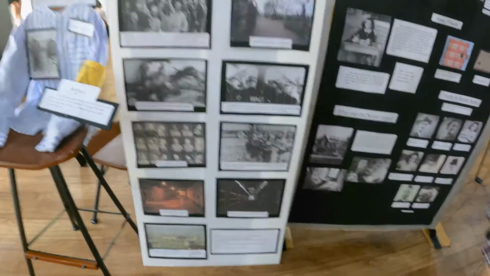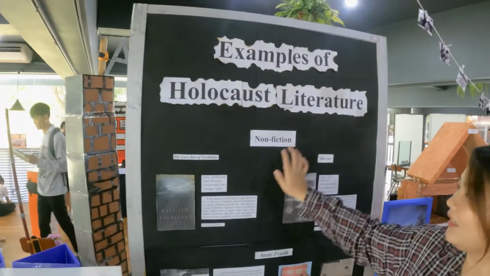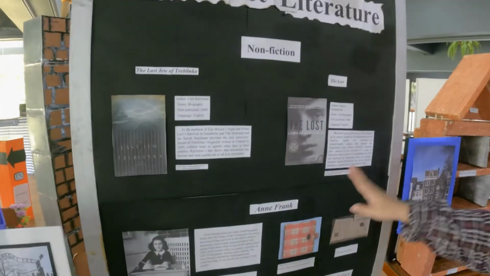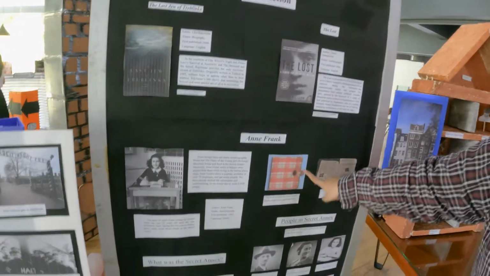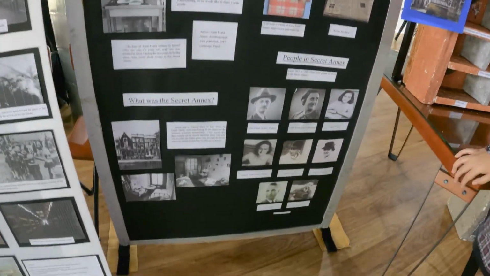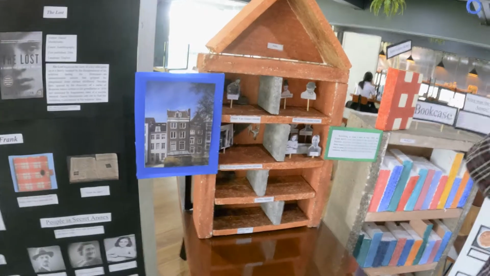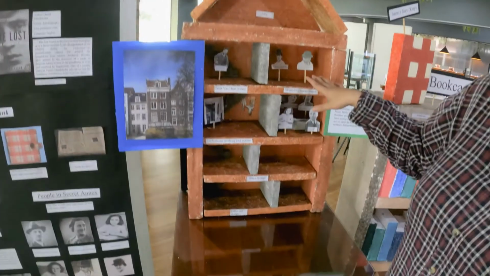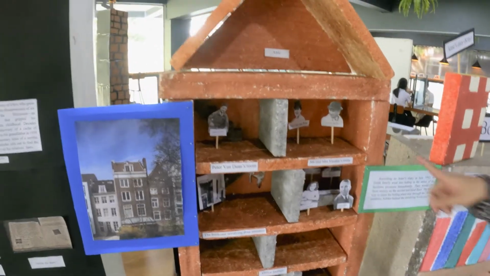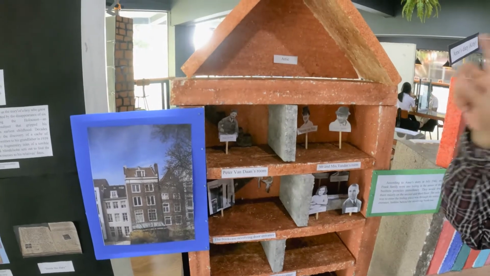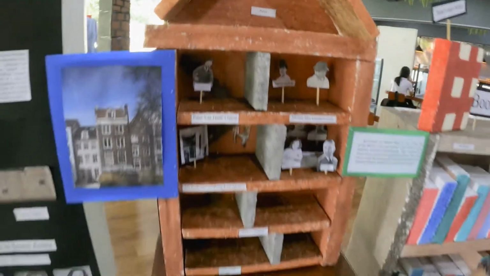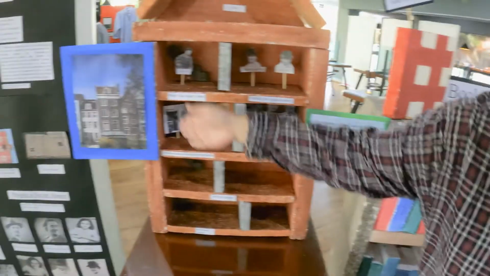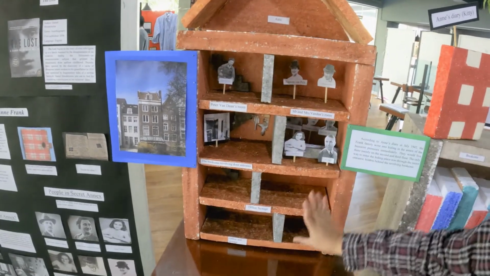Next is an example of Holocaust literature in nonfiction. Nonfiction, this is an autobiography, Anne Frank and her diary. And this model is the hiding place we call the secret annex. They hid in the secret annex for about 2 years. This is all of the hiding place.